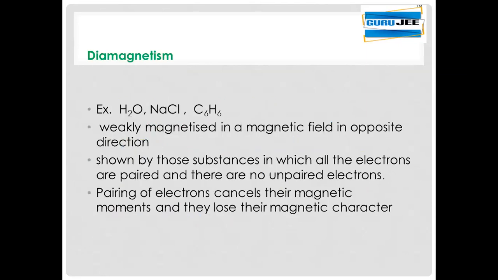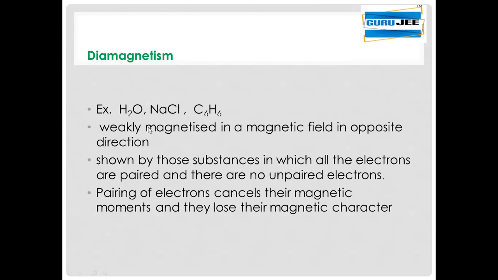Second type of substance is diamagnetic. It is just the reverse of paramagnetic. In paramagnetism, we learned that there will be the presence of unpaired electrons. But in diamagnetism, there will be no unpaired electrons. That means all the electrons will be paired. There is no unpaired electron. Each one will be paired. Their examples are water molecule, sodium chloride, and benzene. This C6H6 is benzene. This is the chemical formula of benzene.